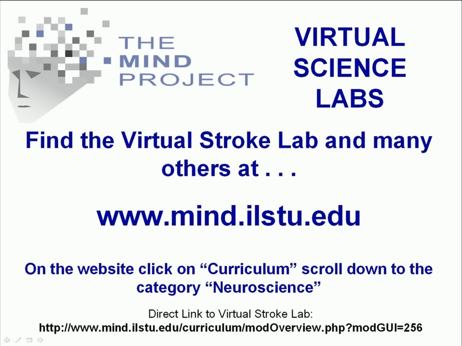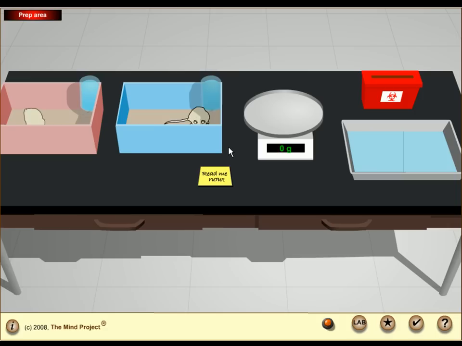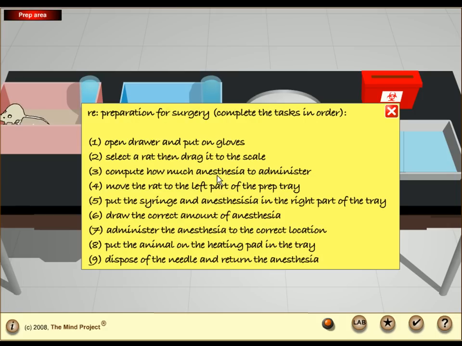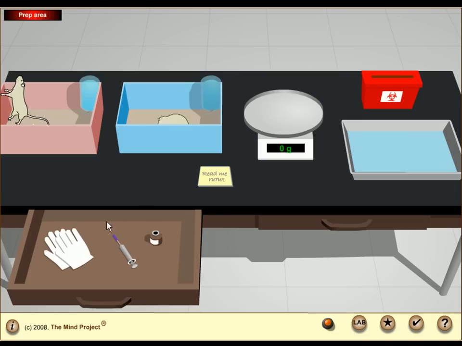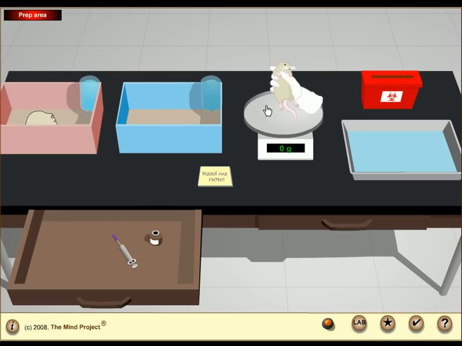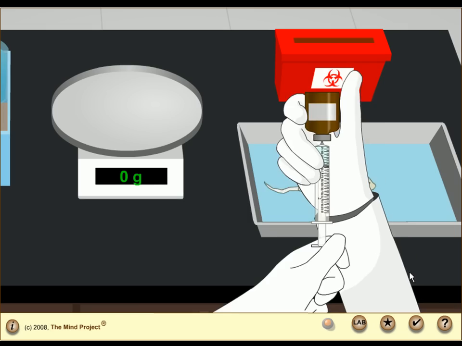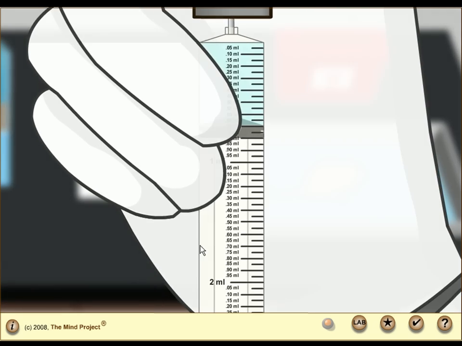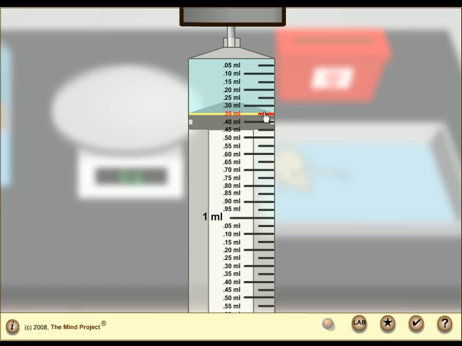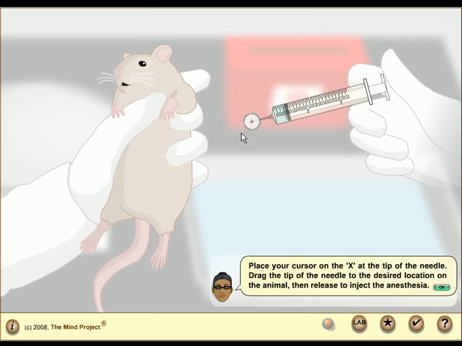You will conduct research on rats that have been trained to self-administer cocaine by pressing a bar which causes cocaine to be injected into the rat's bloodstream. It will be your job to anesthetize one of these rats. This requires that you measure the correct amount of anesthesia and inject it in exactly the right spot. If either the dose is incorrect or the location is wrong, the rat will die and you will have to start over with another rat.